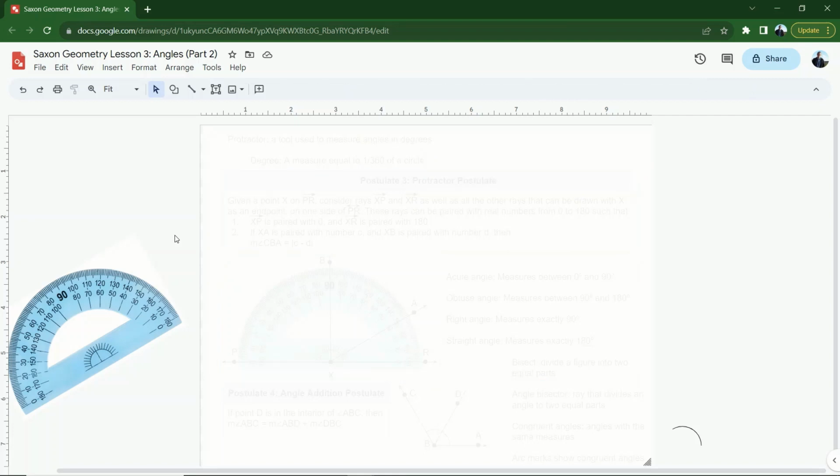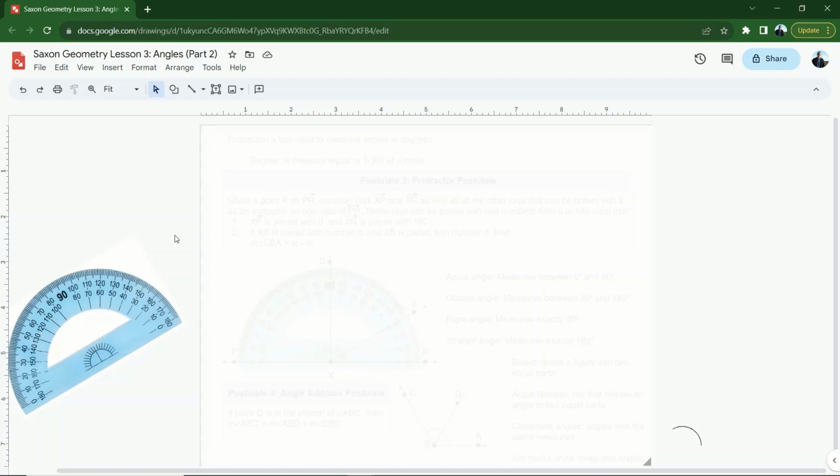In this lesson, we're going to dive into measuring angles. We're going to talk about how we can measure angles and then a postulate related to adding angle measurements together. We're also going to talk a little bit about classifying angles in this lesson as well.